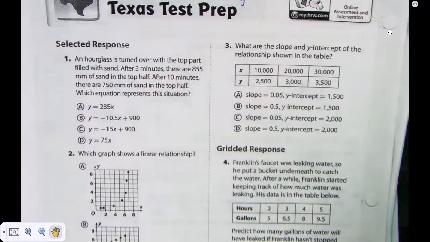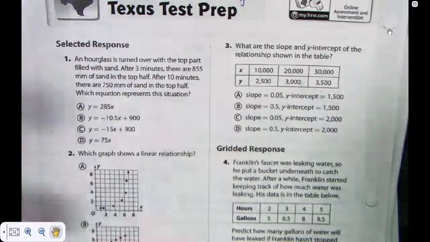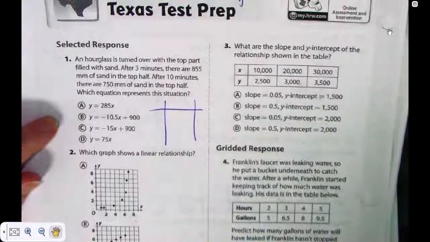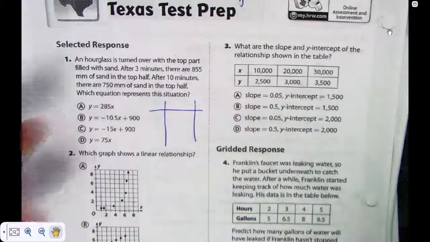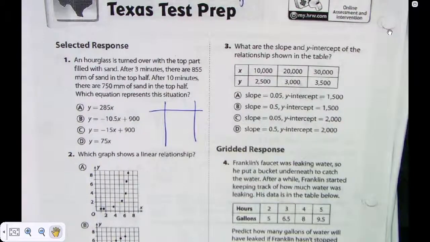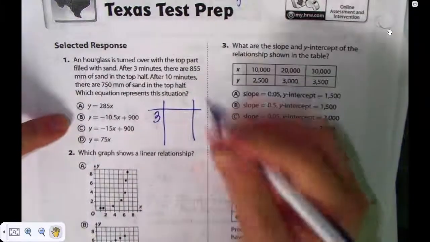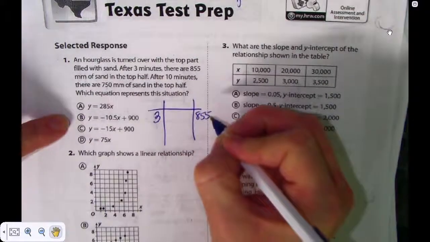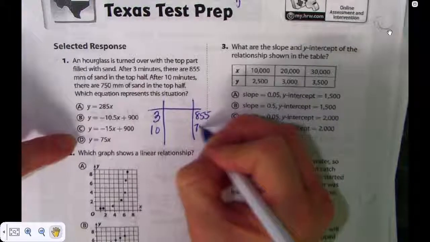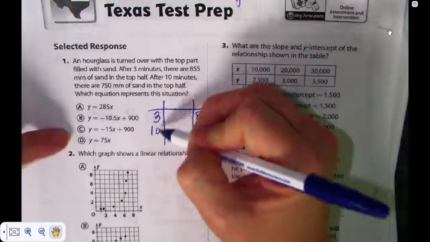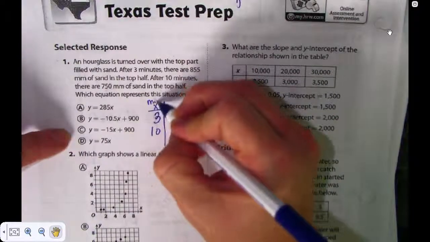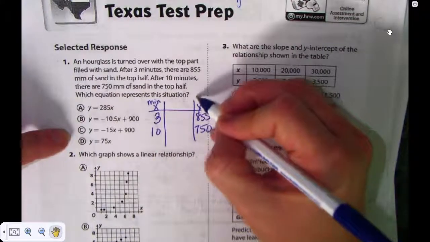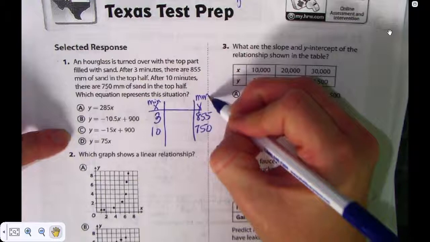Okay, number 1. Everybody should have come over here and done an H chart. You had these in elementary school, except the first row was so many cans, the second row was so many cans, and so on. So 3 minutes is 855. 10 minutes is 750. The 3 and the 10, what do they represent? The minutes, thank you. And the Y represents the millimeters of sand.